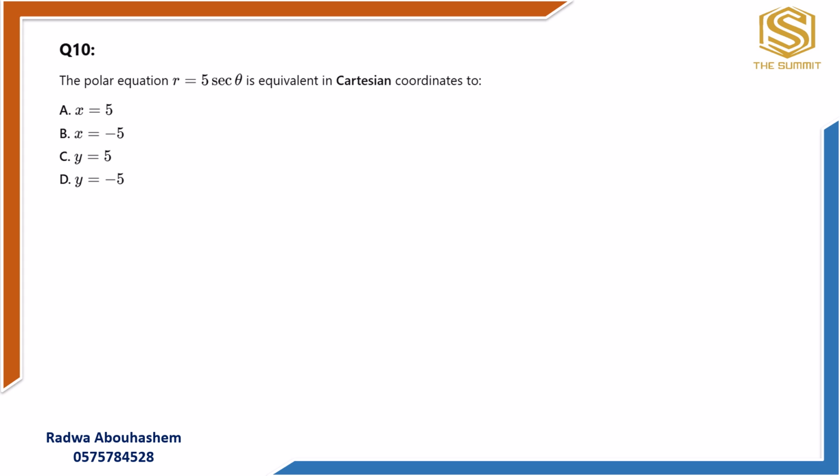Question number 10, the polar equation r equals 5 secant theta is equivalent to the Cartesian equation. Okay, now you know that x equals r cosine theta, right?